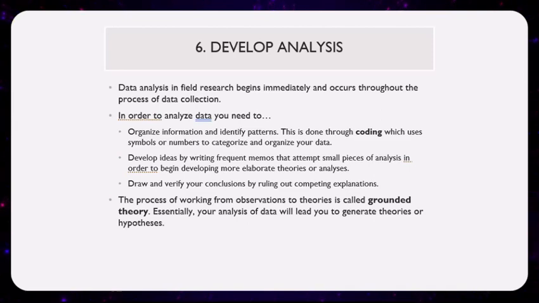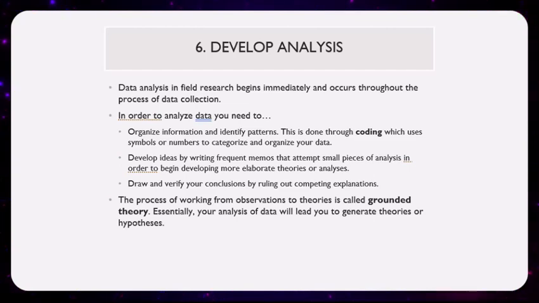Data analysis in observational or field research takes place immediately and occurs throughout the process of data collection. So it occurs concurrently or simultaneously with the recording of our data. In order to analyze data, we want to look for patterns. So we want to organize our information and identify those patterns. This is called coding, in which we use symbols or numbers or different color highlighters, whatever it is, to organize our field notes and start to categorize ideas, themes, behaviors, etc.